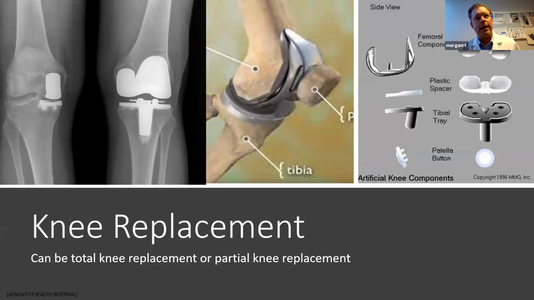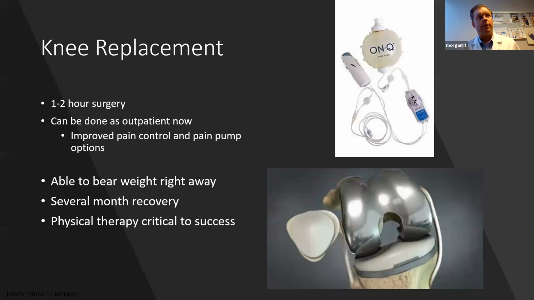There's a metal tray that goes into the shin bone. And then a plastic spacer that snaps into that tibial tray there. And that's the joint replacement. And then we put a little plastic button on the undersurface of the kneecap. So that's how the joint replacement is done. And so that is a 1 to 2 hour surgery.